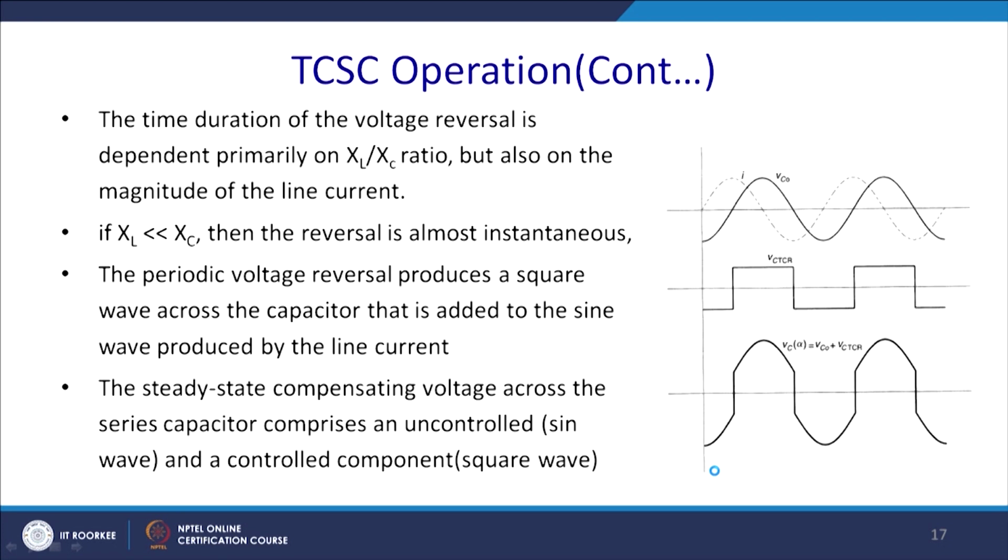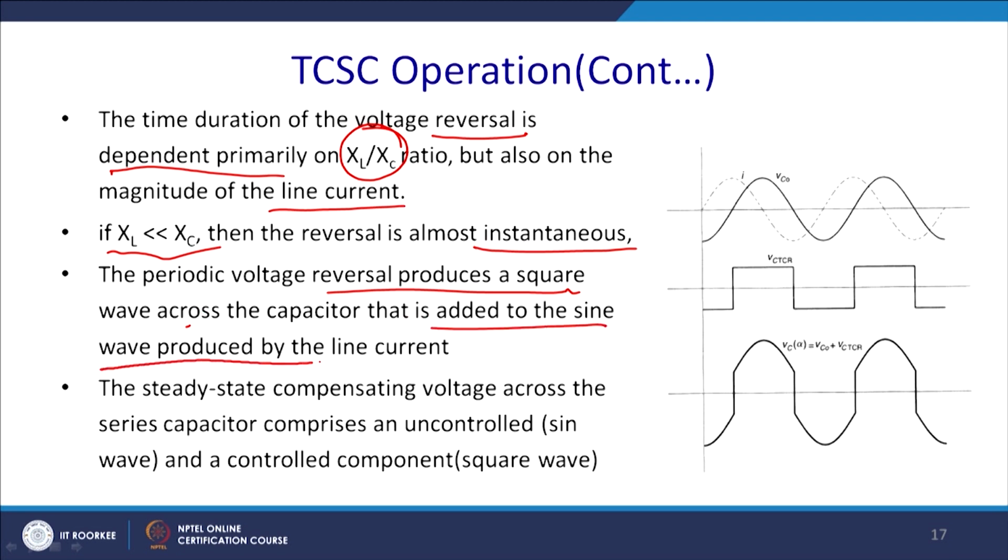Now, what can we conclude from these graphs? The time duration of the voltage reversal depends on the ratio XL by XC, but also on the magnitude of the line current. If XL is smaller than the capacitor XC, then the reversal is almost instantaneous. The periodic voltage reversal produces a square wave across the capacitor that is added to the sine wave produced by the line current.